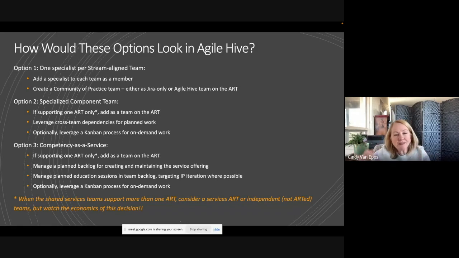If your shared services team supports more than one ART, call me. Let's talk about the economics of that, because I have strong feelings on that.